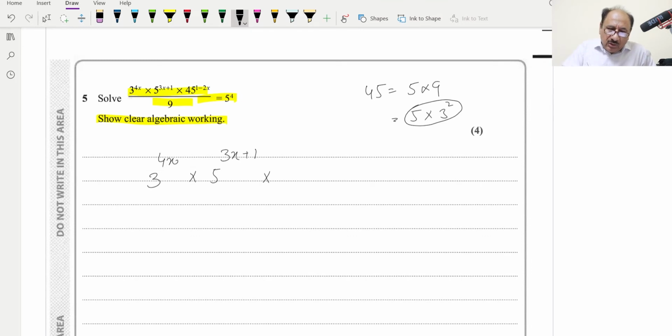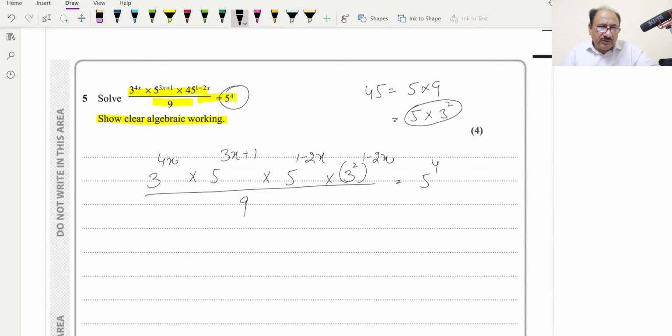So I will write 5 raised to 1 minus 2x, and 3 squared raised to 1 minus 2x separately, divided by 9, and this will be equal to 5 raised to 4, which is written over here.